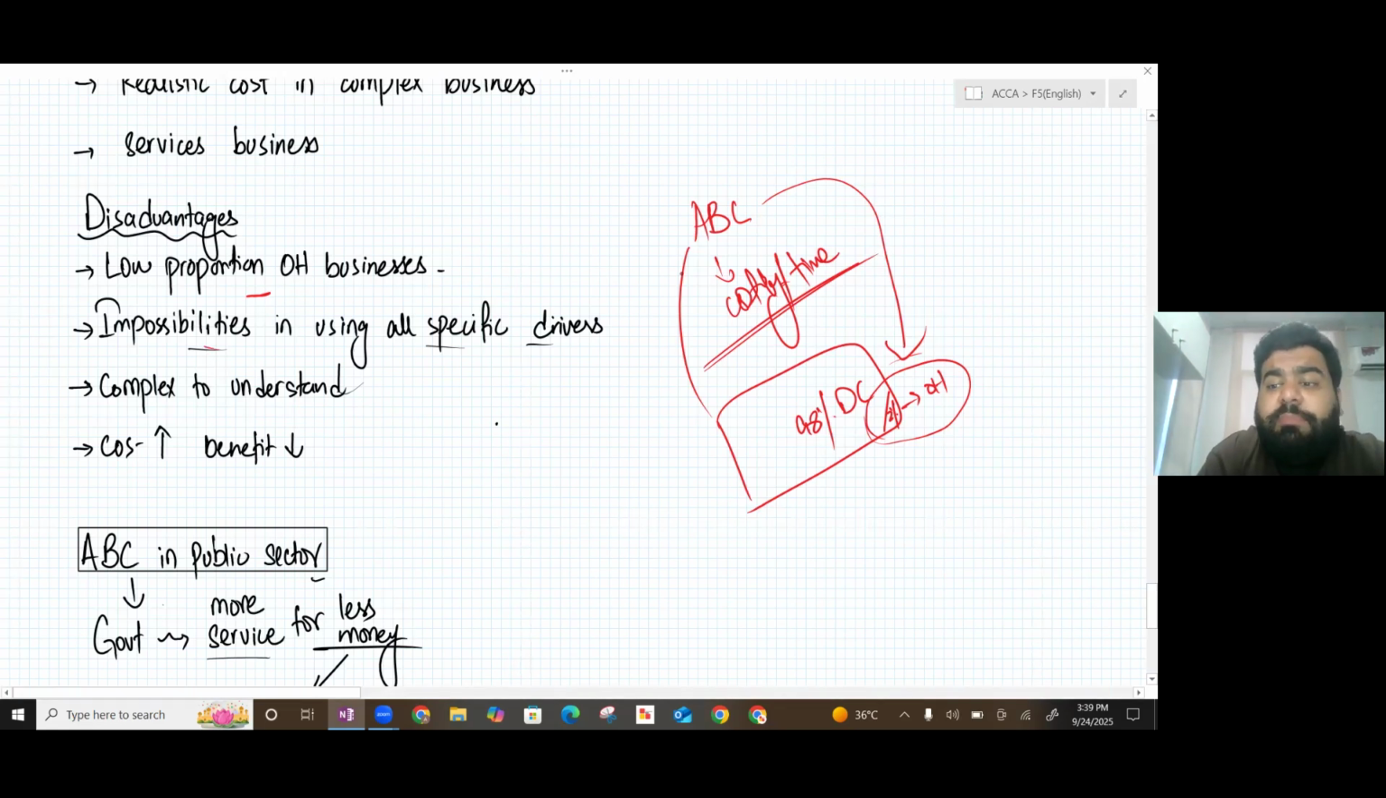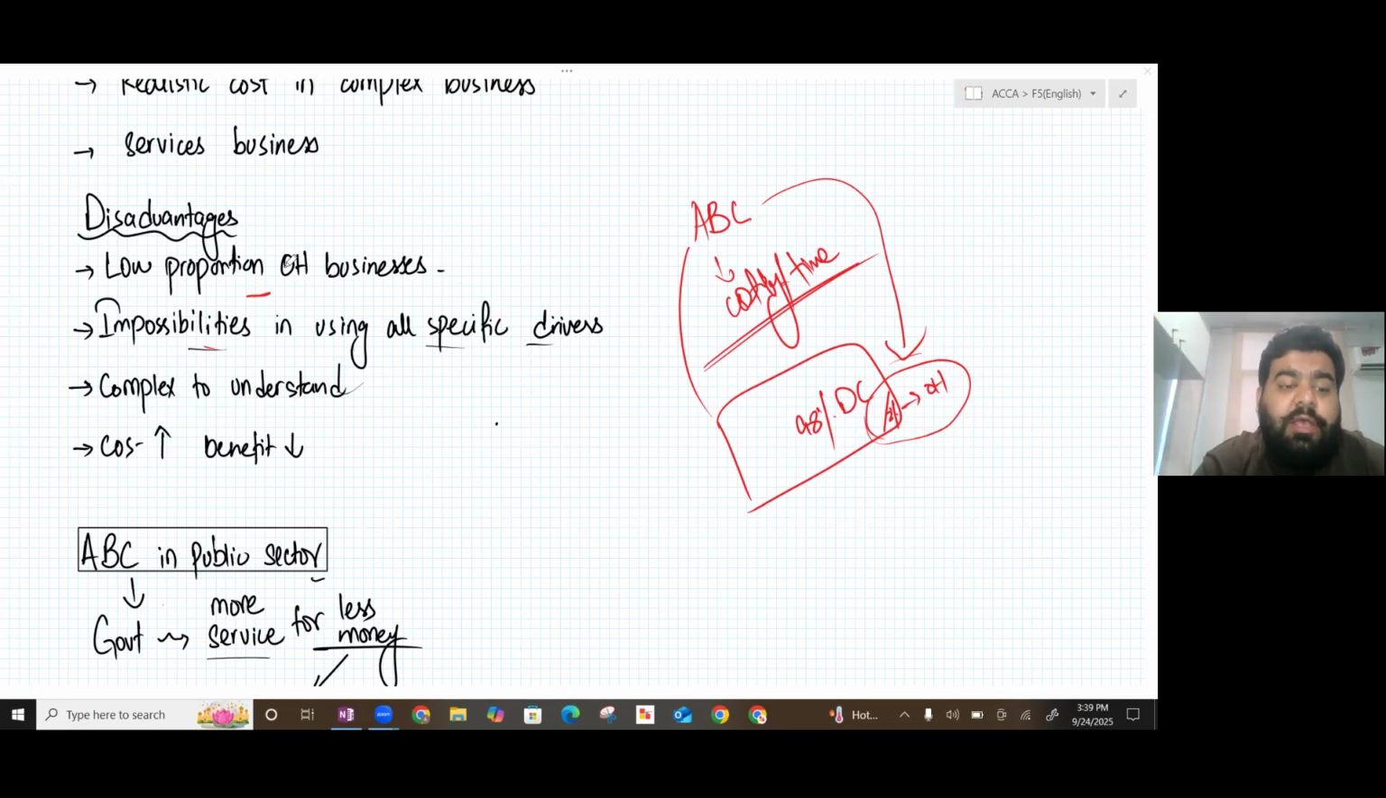Impossibility in using all specific drivers. Maybe you have some overheads, but you are trying to find the base for that and you are not able to find it. So sometimes it's impossible for you to find the specific cost driver. If there is no specific cost driver, obviously how can you calculate the overhead absorption rate? It's a disadvantage that if any overhead arises whose base is not being identified, what will you do there?